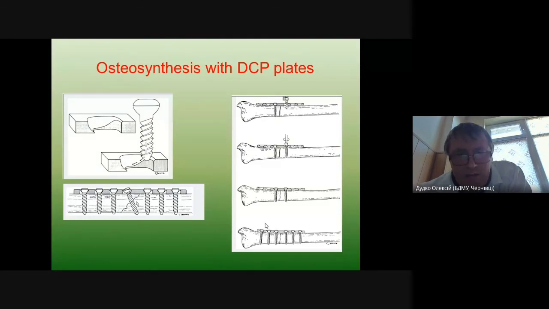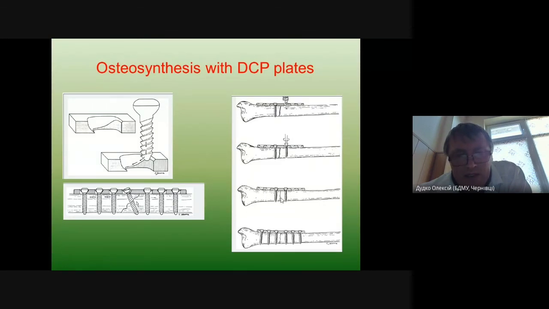direct healing, because we need a gap of 100 to 150 micrometers for direct healing. So if you have more, direct healing is not possible. That's why by compression we can achieve this small gap and we can achieve direct healing.